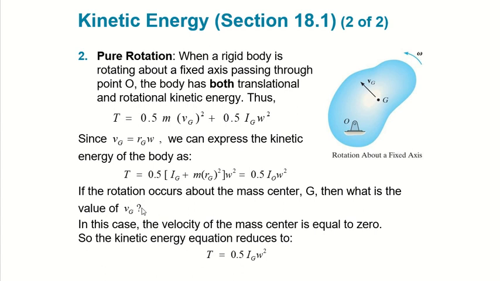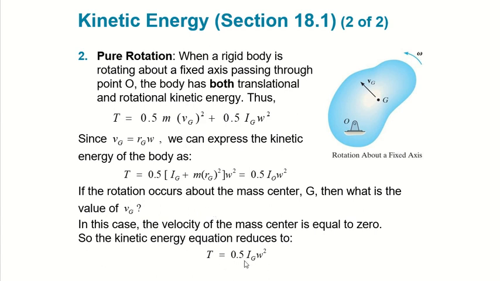Then if the rotation happens about the mass center G, what's the value of Vg? If we're taking the mass center at G, we want to know what Vg is. Here, the velocity of the mass center is equal to 0 in this case. When velocity is 0, this part is cancelled out and you only have that part. When I was talking about pure rotation, I jumped into this, and I still have to go over that from the beginning.